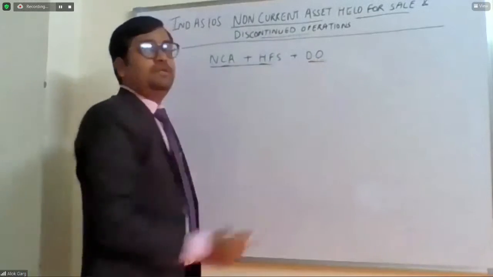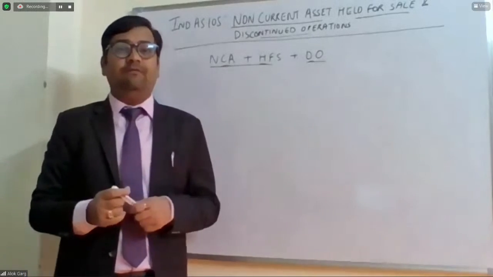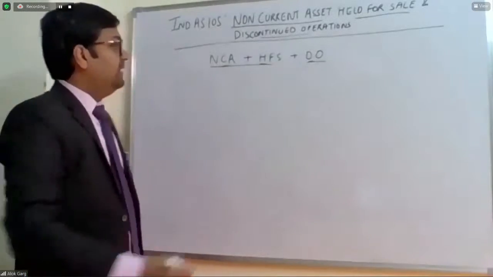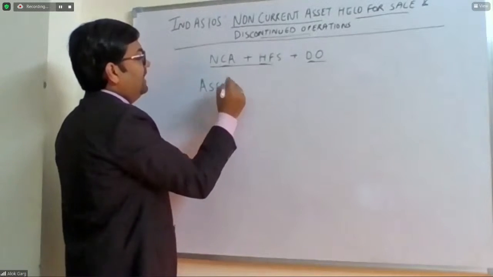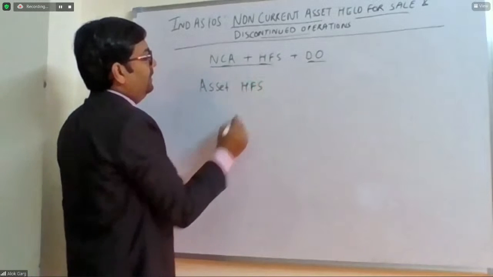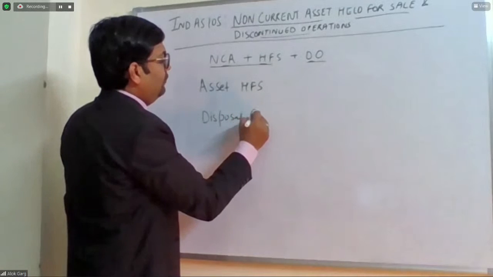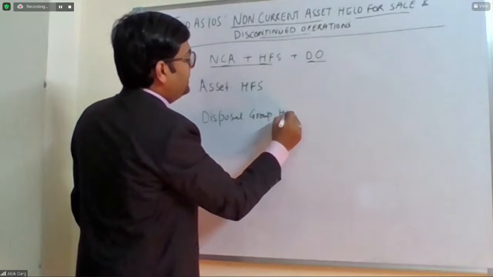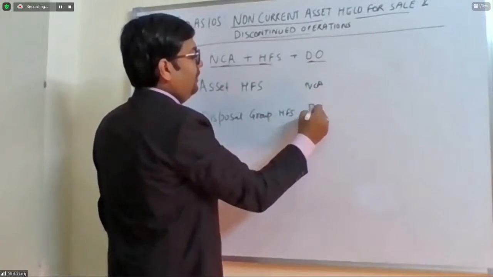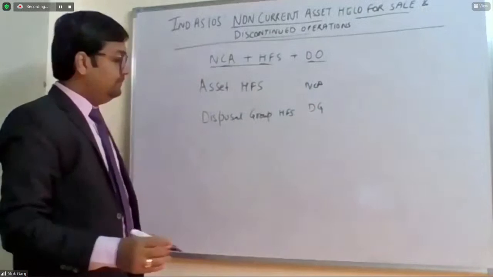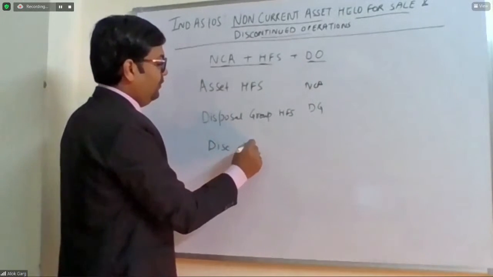Then we will be talking about discontinued operations. So in this standard, we will be talking about three terms very frequently. One is non-current asset held for sale. Then disposal group held for sale. Here I am talking about NCA, and here I am talking about DG, disposal group held for sale. Then we will be talking about discontinued operation, DO.